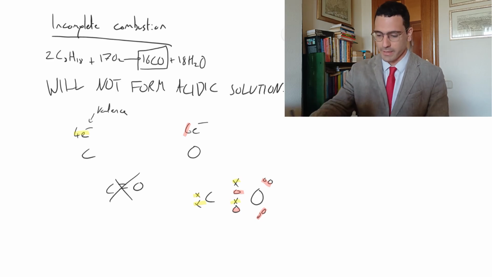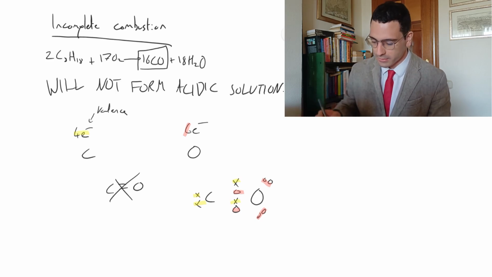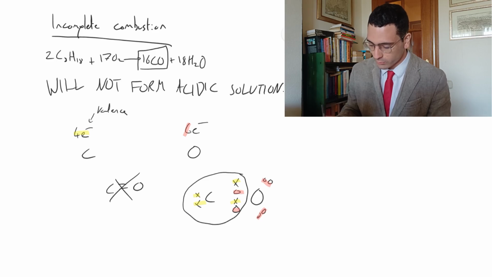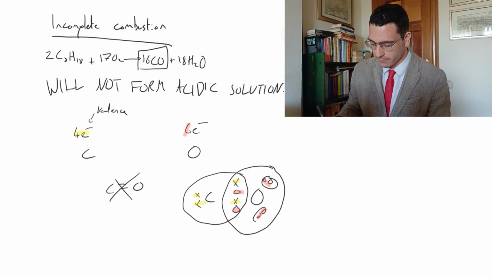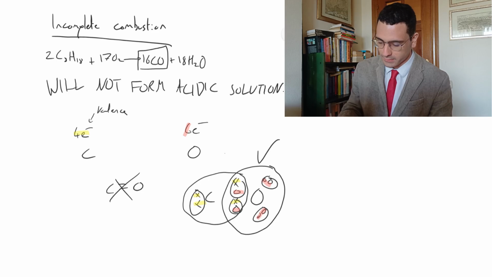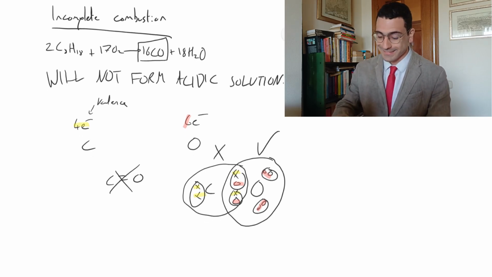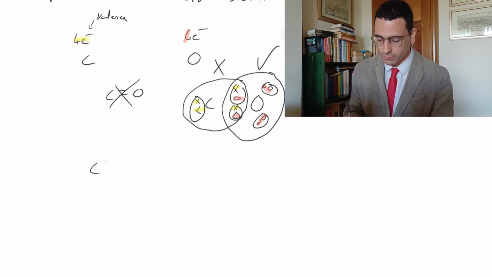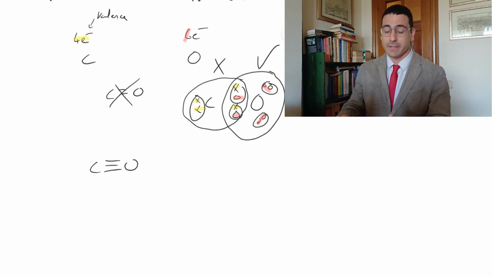So that's all correct. But then look at the octet rule. Is it fulfilled? We have 1, 2, 3, 4, 5, 6, 7, 8, so oxygen completes the octet. But for oxygen, 1, 2, 3, 4, 5, 6, not 8. So that's incorrect. What happens if you draw a triple bond? Then you solve the issue.